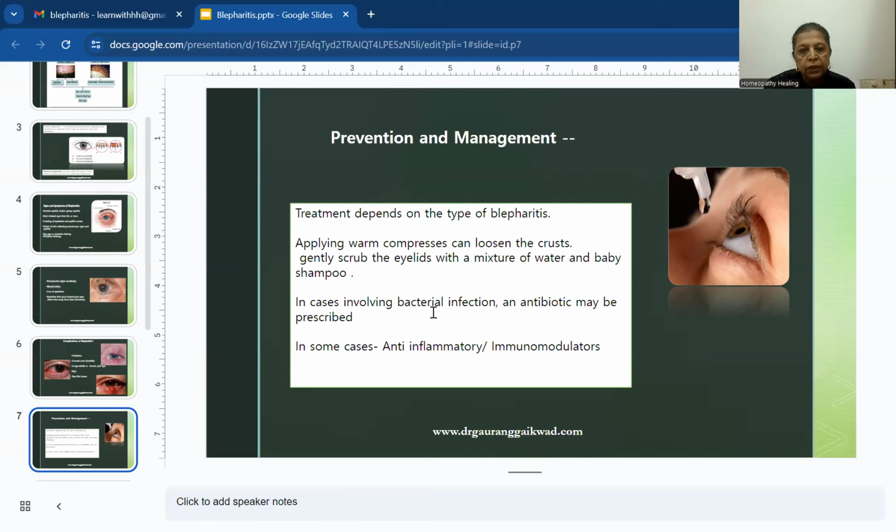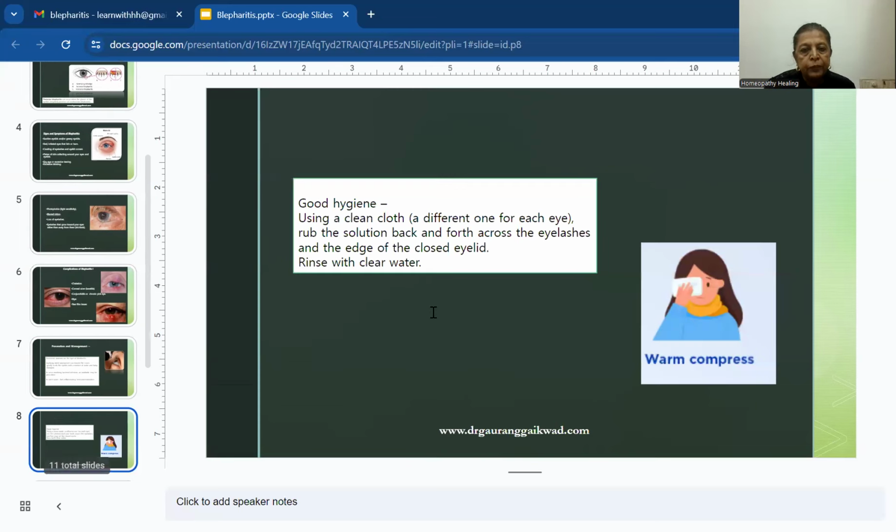Otherwise, along with cleanliness, you can always start with many other pathies, like homeopathy. And along with lid hygiene, of course, treatment of the dandruff is also equally important.